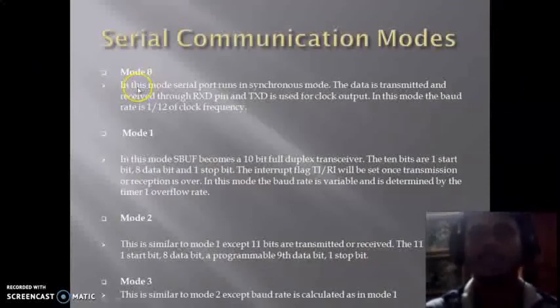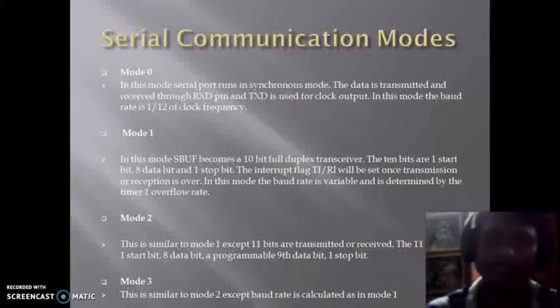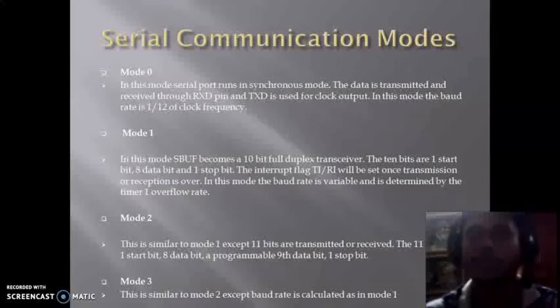Now I'm going to discuss the different modes of serial communication. In mode 0, the serial port runs in synchronous mode, and the data is transmitted and received through RxD and TxD, and the baud rate is 1/12 of the clock frequency. Next is mode 1. In this mode SBUF becomes a 10-bit full duplex transceiver: 1 start bit, 1 stop bit, and 8 bits of data between the start bit and stop bit. The interrupt flag TI or RI will be set once transmission or reception is over, and the baud rate is variable, determined by the Timer 1 overflow rate.